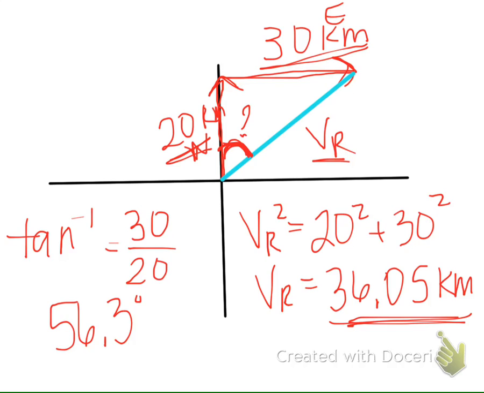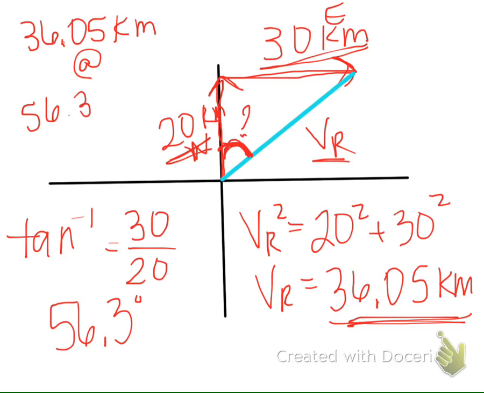East of north. Okay, and I'm going to show you why. This is how we write our final answer. 36.05 kilometers at 56.3 degrees east of north. Okay, and I'm going to show you how we determine that east of north angle or direction. But this is how we would present our final answer. So if we ask, how far away is this person from where they started? This is the answer that you would give. Okay, so that distance and a direction, magnitude and a direction.